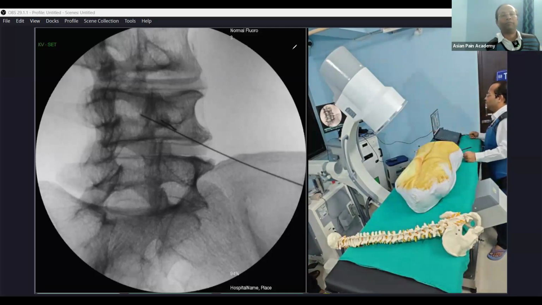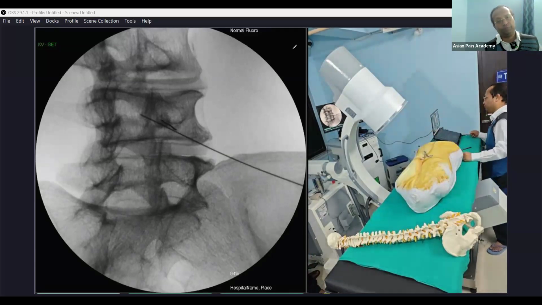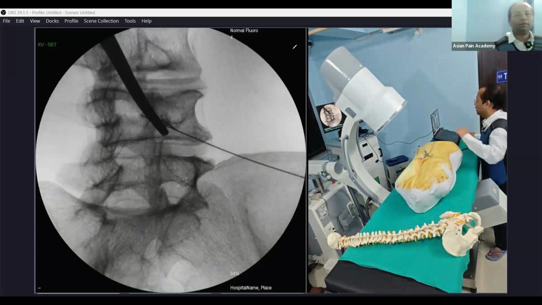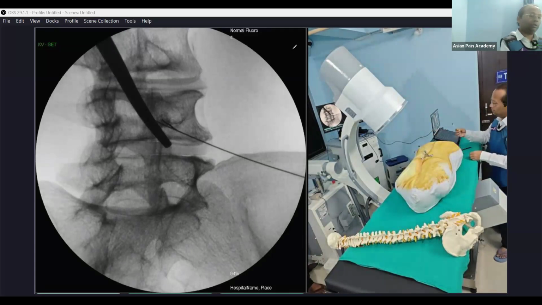Okay, I will put another needle in the Kambin's triangle approach. So that one is here, just lateral to the tip.